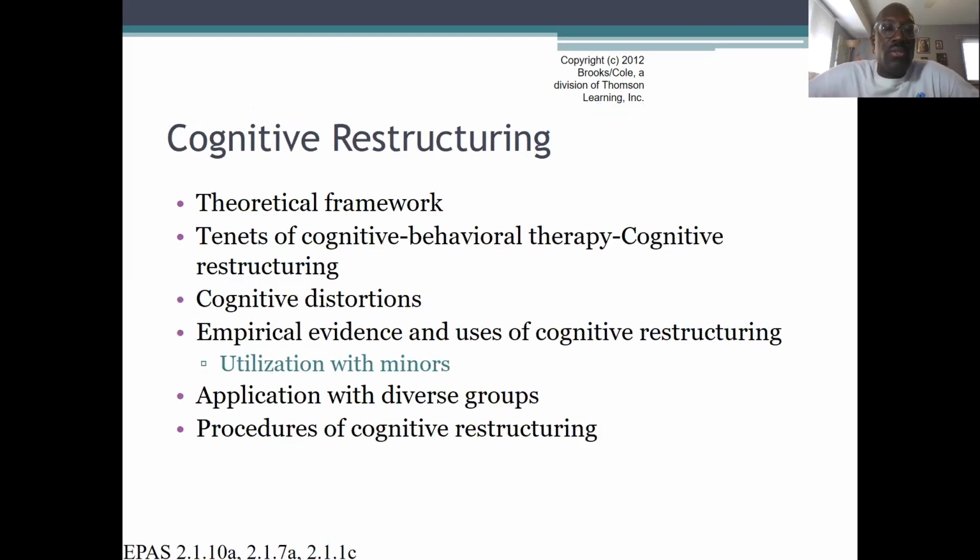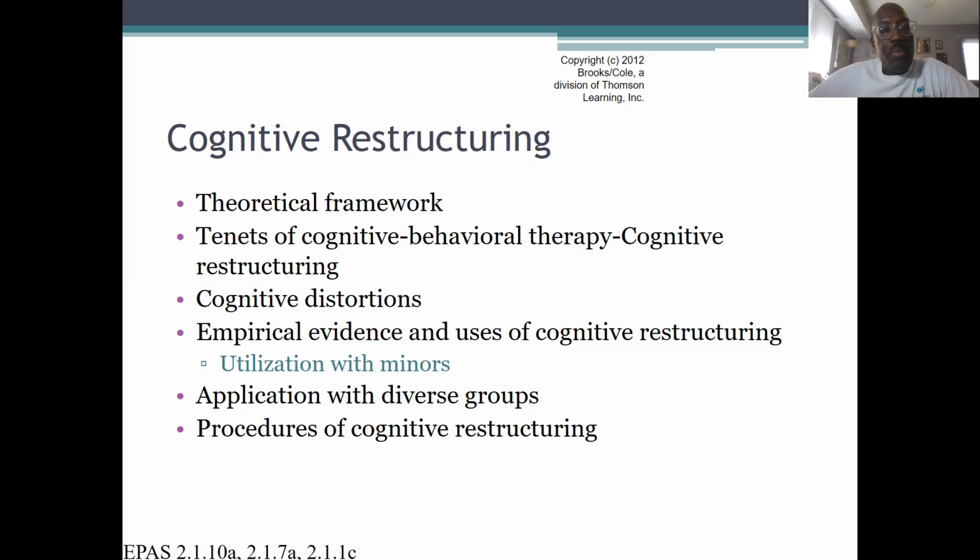Cognitive restructuring. We've got a theoretical framework that has been researched and dealt with for a while. I myself have also run some cognitive behavioral therapy and restructuring groups. This is really an interesting type of therapeutic intervention and approach, because it helps people understand that what happens in their mind, the cognition, how they think about things, will ultimately drive behavior.